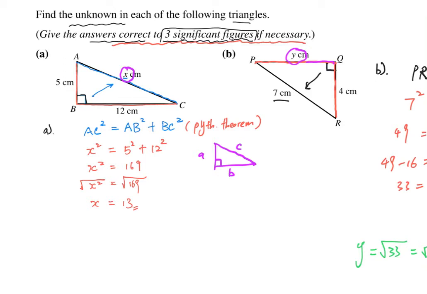Like part A: given 5 cm and 12 cm, these are the legs, two legs given, and you are asked to find the hypotenuse. So given two sides, you can find the third side. For part B, the question asks you to find one of the legs, but given two different sides, one is the hypotenuse and the other is another leg, so you also can find out the y.